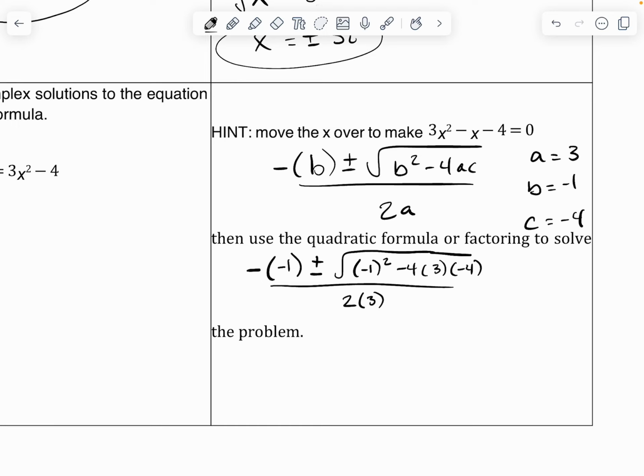Okay, so if we look at this discriminant under the square root sign, we got negative 1 squared. Well, that's positive 1. Negative 4 times 3.